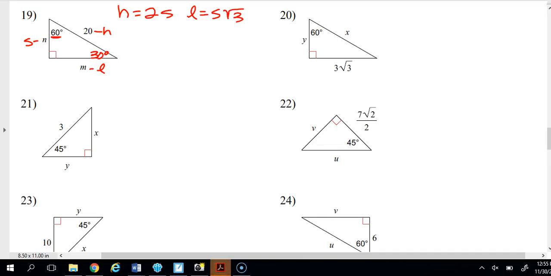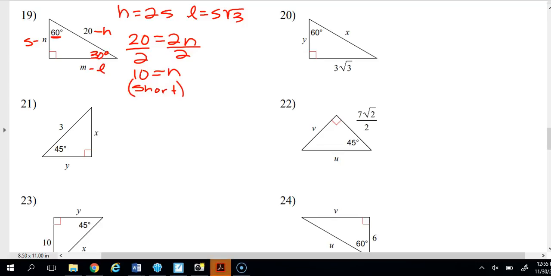So this time we notice we have h, so we're going to use that formula first. So that's 20 is equal to 2, and our short leg over here was n. So we're going to divide both sides by 2. So n is equal to 10. And this is our short leg. We're going to use that for the next part of our problem.